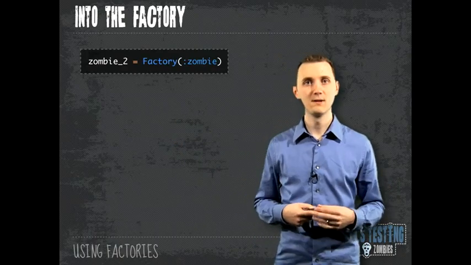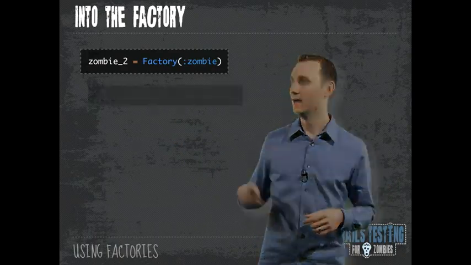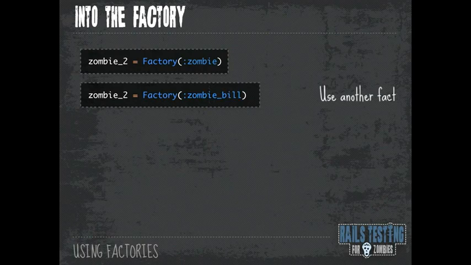So one option here is to rewrite zombie2 equals factory zombie as zombie2 equals factory zombie bill. What that's going to do is use the other factory with a different name. That's basically going to sidestep the validation and everything will work. The downside there is that we're now no longer better than fixtures, because if we have to define a new factory every time we need a variation, it's basically fixtures again.